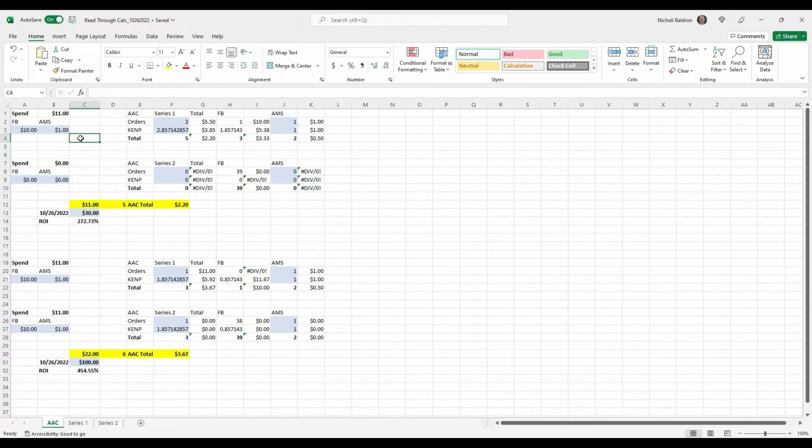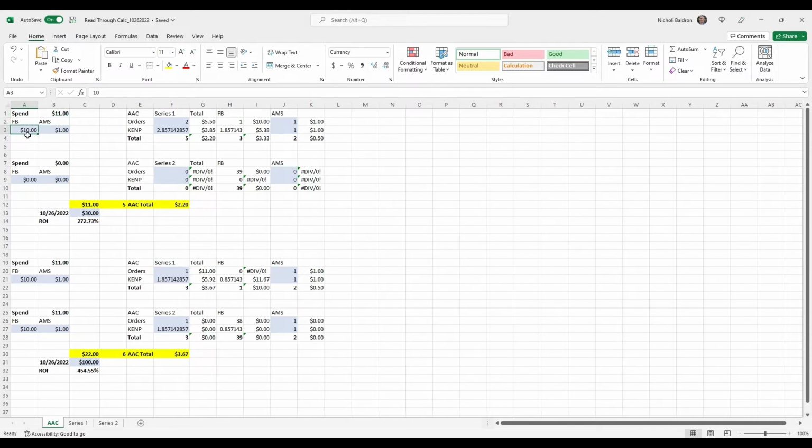This is the corresponding tutorial for the read-through calculator, which embeds both the read-through and the AAC, or average acquisition cost. Starting in the top right, we have our spend. This is going to break down how much we are spending across all platforms in order to gain new readers. The cell next to it is an automatically populated sum based off of what you fill in.